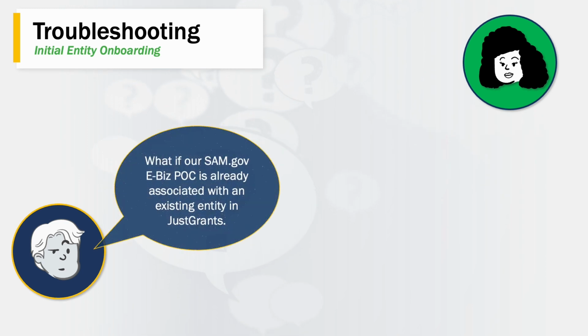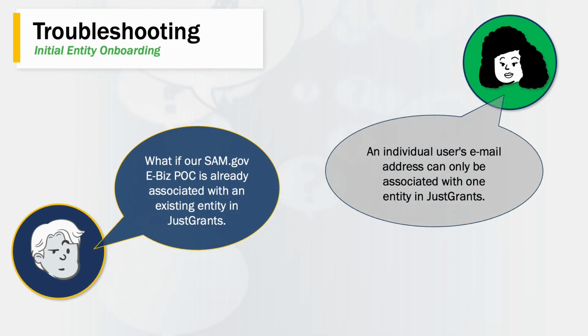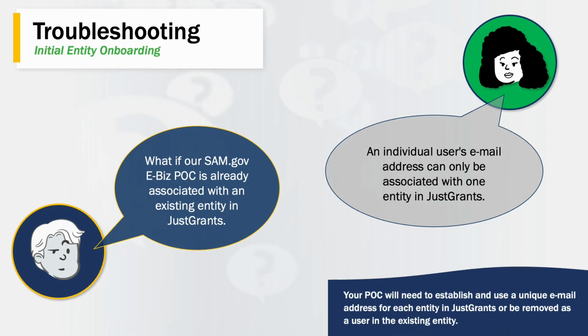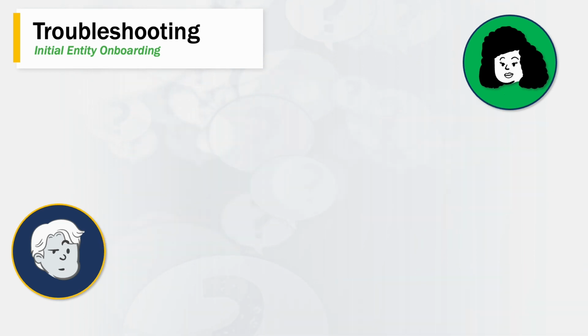Another common question is, what if our SAM.gov eBiz POC is already associated with an existing entity in JustGrants? Well, an individual user's email address can only be associated with one entity in JustGrants. So if the SAM.gov eBiz POC is already associated with an existing entity in JustGrants, they will need to establish and use a unique email address for each entity in JustGrants or be removed as a user in the existing entity. An individual user's email address can only be associated with one UEI in JustGrants.